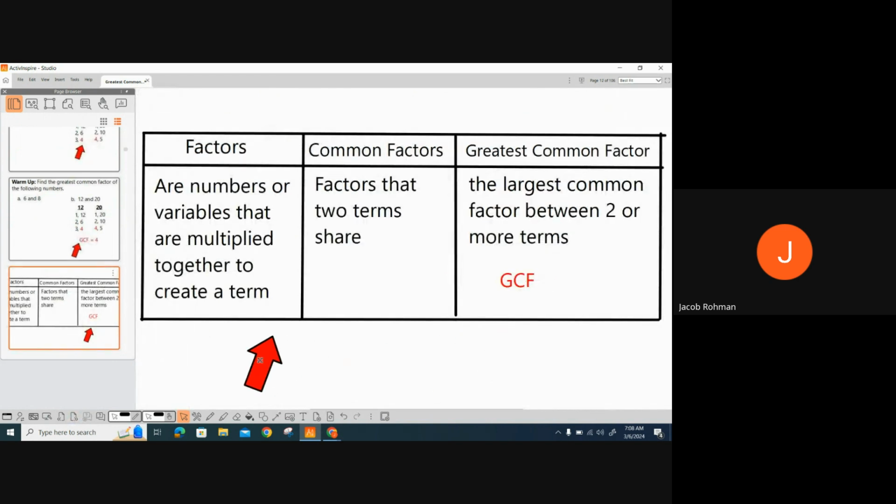On your notes, you have 3 boxes. The first one says factors, and those are numbers or variables that are multiplied together to create a term. Then in the middle, you have common factors, which are factors that 2 terms share. And then the greatest common factor would be the largest common factor between 2 or more terms. We also abbreviate that as GCF, greatest common factor.